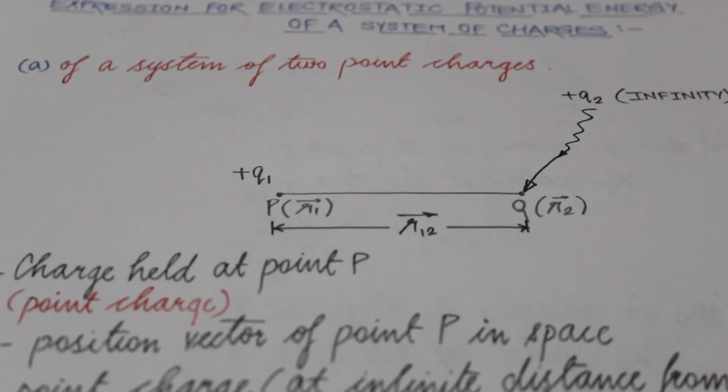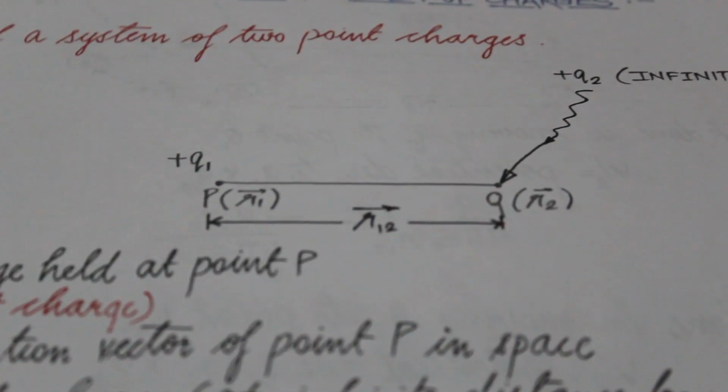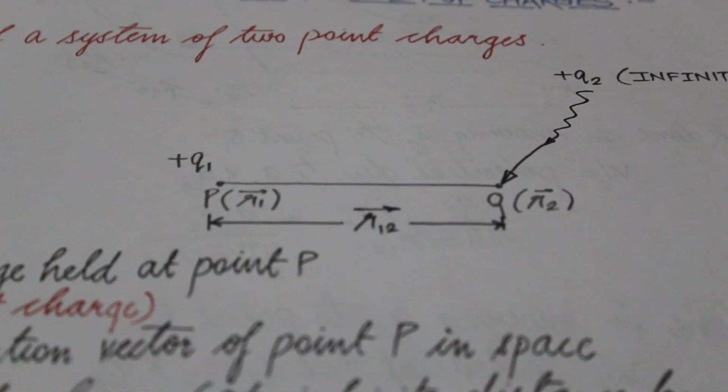Now, how do we find the electrostatic potential energy? As we know, potential energy is stored in a body when it is moved from one point to another, or you can say if the body is moved from one point to another against any force. In that case, we'll say that work is done on the body and it is being stored in the body in the form of potential energy. Since here we are talking about charges, instead of potential energy we use the term electrostatic potential energy.